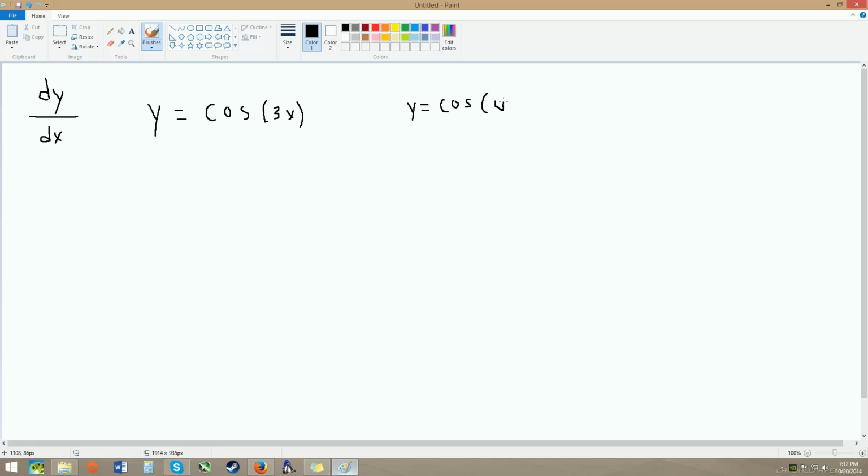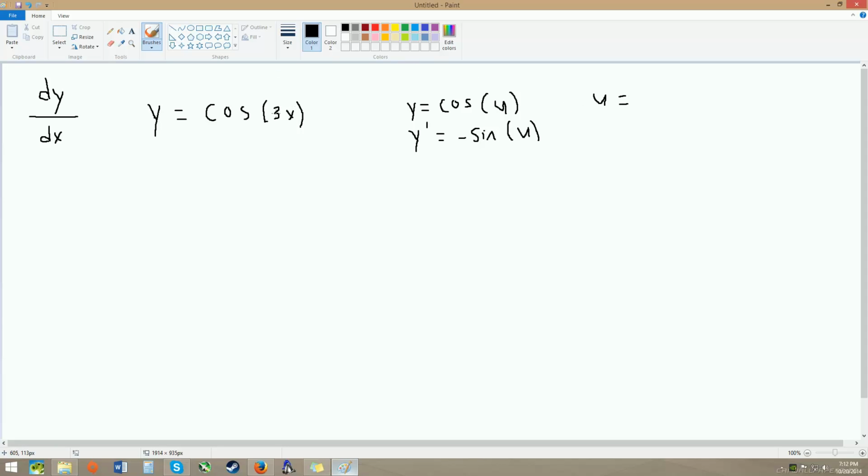How would you solve this problem if there were no number inside? Well, you would know that the derivative of cosine is negative sine, right? So negative sine u. There you have it, okay? So that's very simple. So you know that one of the derivatives is negative sine u from cosine of u. So now let's solve the derivative of u.